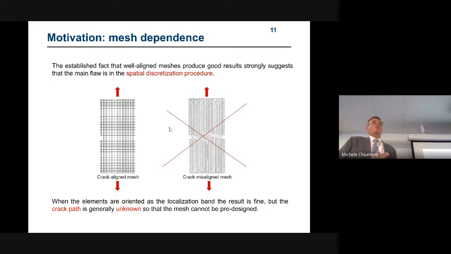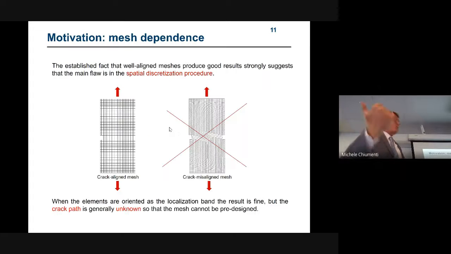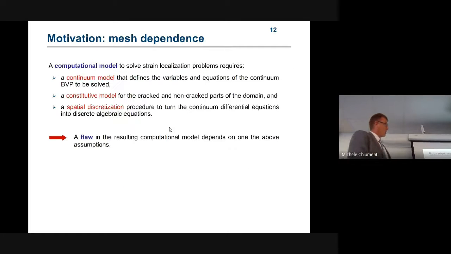Okay? So if you pretend to go through failure, strain localization using standard elements, push the button in your PC, this is the solution that you obtain. Okay? So as you can see, when the mesh is fine, it's oriented according to the expected result. So if you know the path of the crack, you can align your mesh that way, and you can attain the right solution. The problem is that it's not always like that.